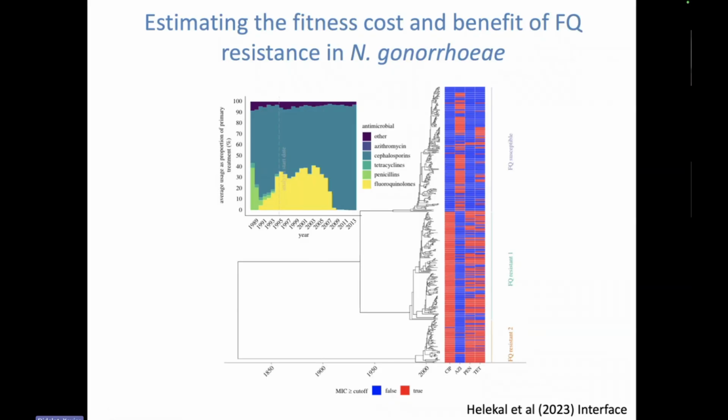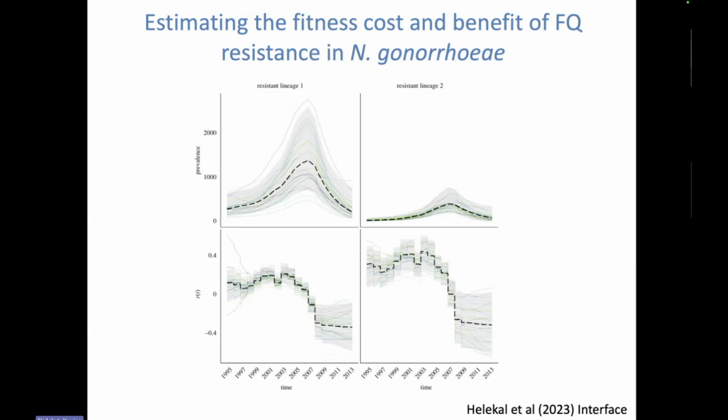And so it's going to be very interesting to see how the phylogenomics of the different lineages change, and can we link that with the usage of fluoroquinolones over the years. And so these are the results. Very similar to previously, we estimate based on the data tree the prevalence of the two resistant lineages over the years. So resistant lineage 1 on the left and resistant lineage 2 on the right.